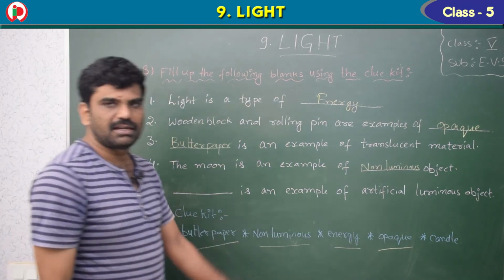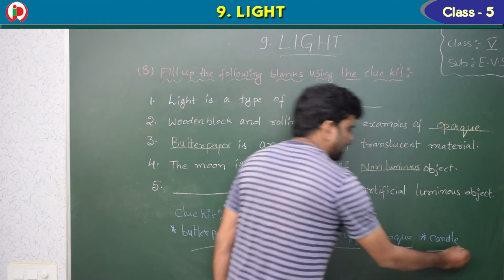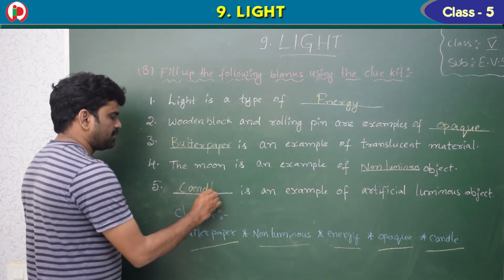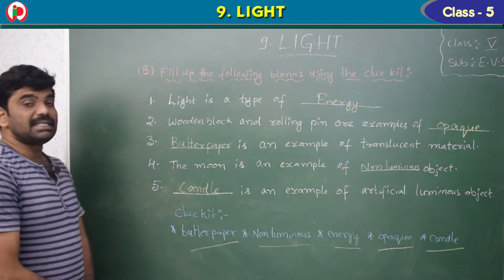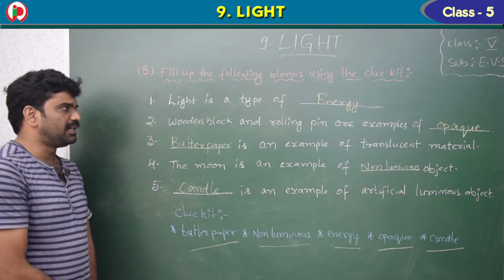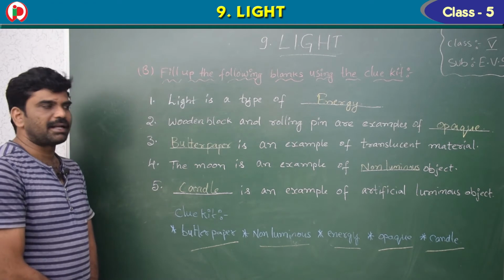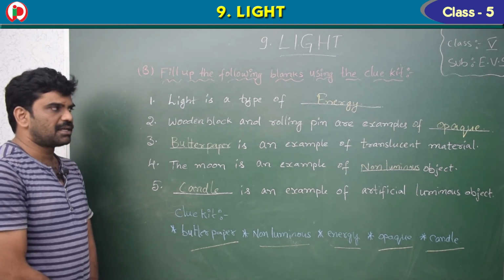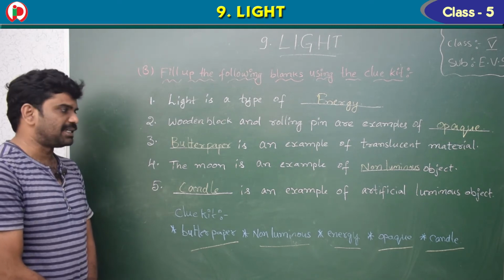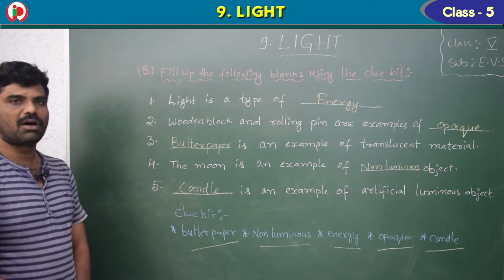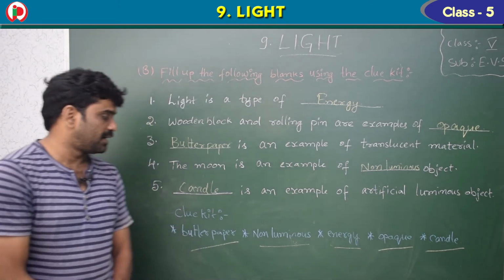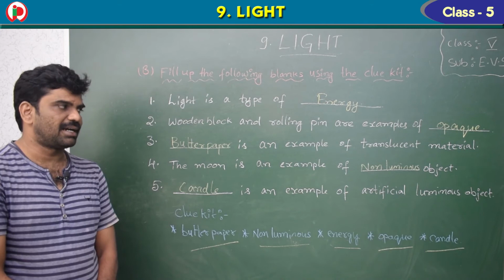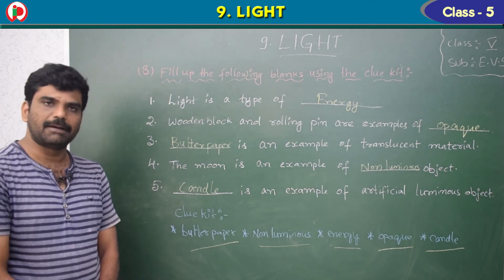So the one thing that is left, what is that? Candle. So once again I repeat for the second time. Light is a type of energy. Wooden block and rolling pin are examples of opaque substances. Butter paper is an example of translucent material. Moon is an example of non-luminous object. Candle is an example of artificial luminous object. Artificial means man-made. Okay.